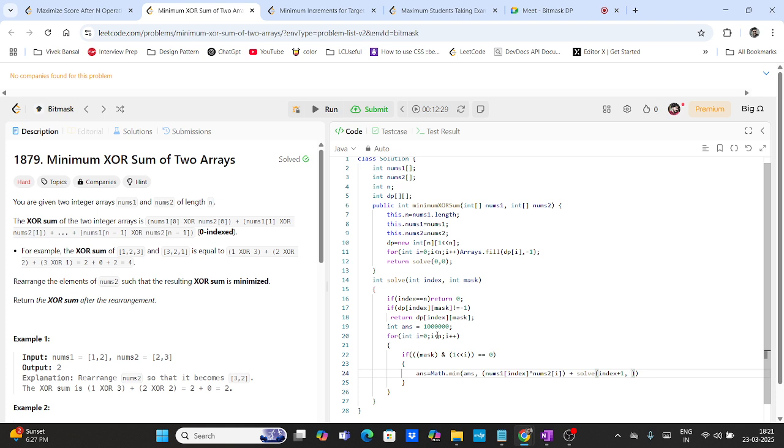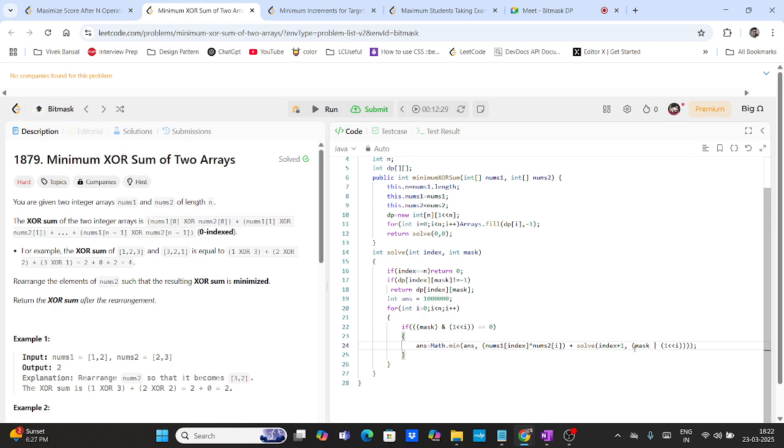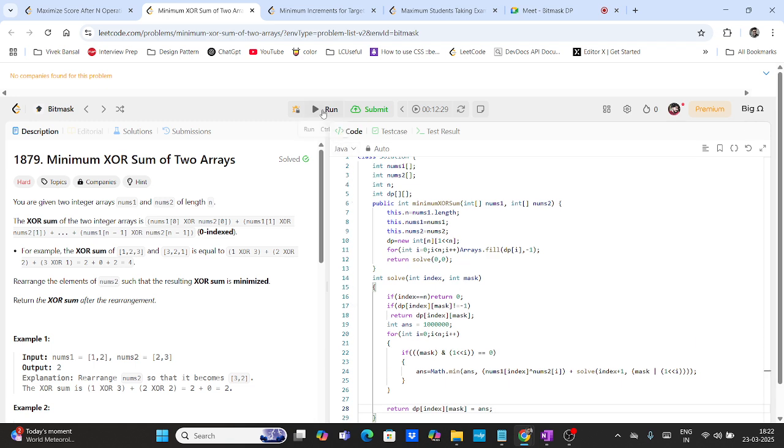And now since I have taken the ith bit, I have to set that bit, right? So how can I set it? Mask or one left shift I, it will set our bit. Once this is done, return answer. Okay.